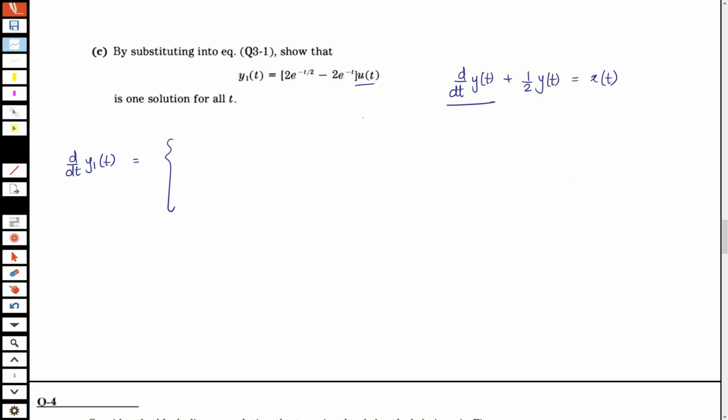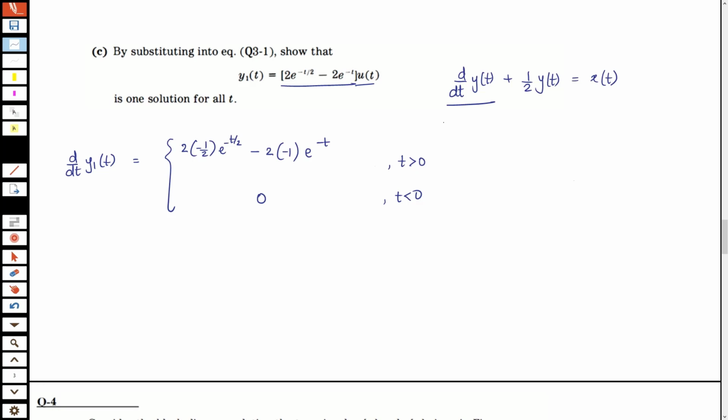And if that is the case, we could say that for t less than 0, it's going to be 0, obviously. But for t greater than 0, we just write the derivative of this term. So it is 2 into minus half e to the power minus t by 2 minus 2 into minus 1 e to the power minus t, right?